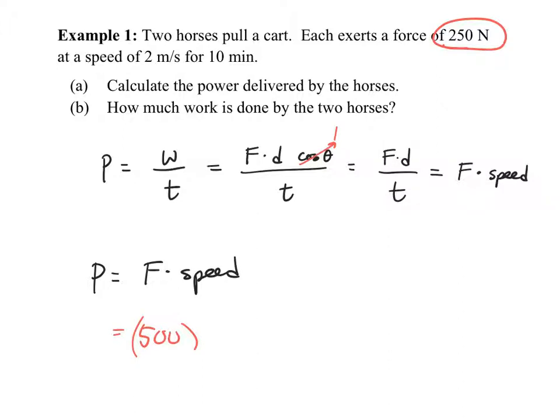And we know that the speed that these horses are moving is about 2 meters per second. It's about this fast. Okay, it's pretty quick actually for horses. For humans, it's pretty quick. So 2 meters per second, 2 meters every second. So the power generated is 1,000 watts.